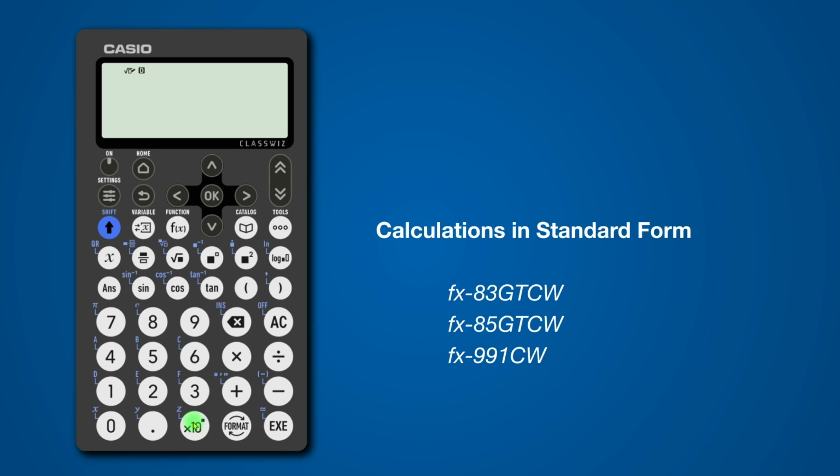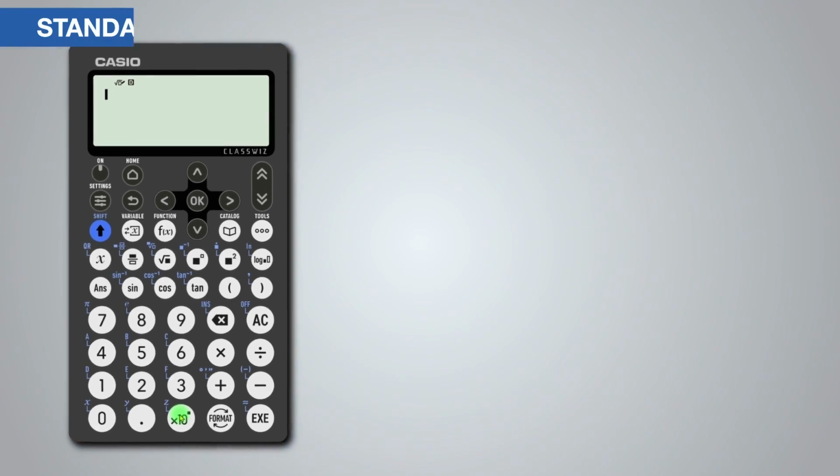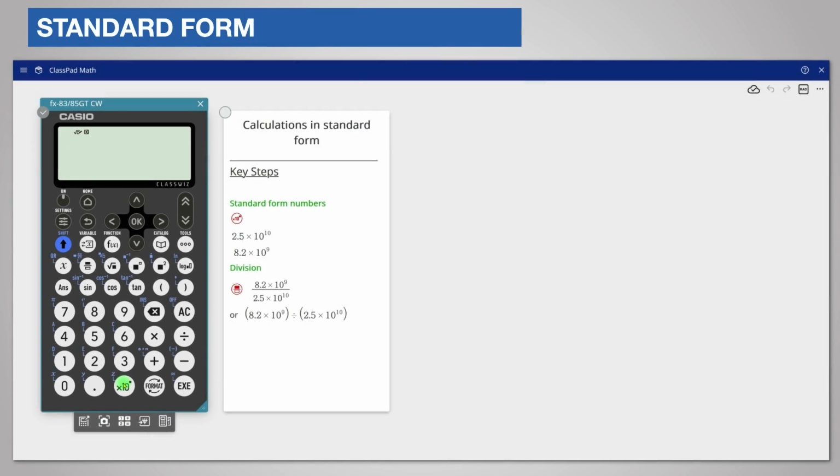This video will help you to make calculations in standard form. You will find the key steps on the screen and I will demonstrate this live. Numbers in standard form are entered on the calculator using the times 10 to the power of key here on the bottom row. Let's enter the number 2.5 times 10 to the power of 10.